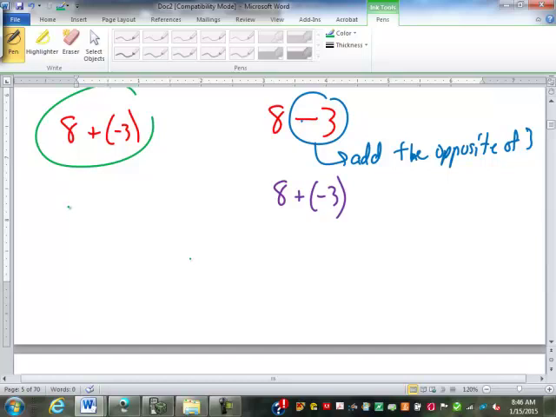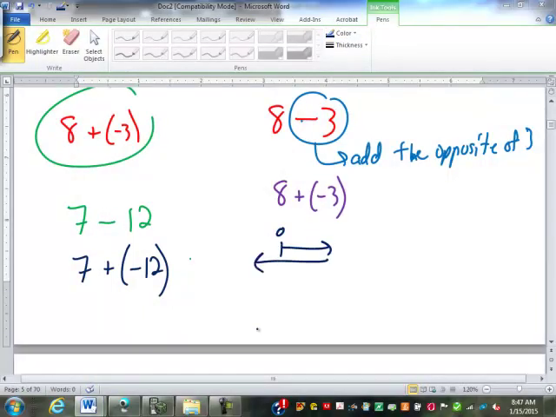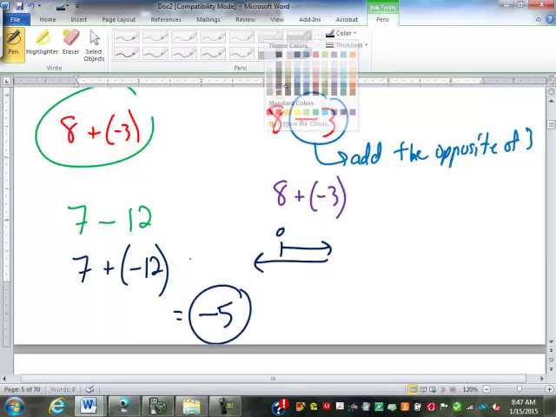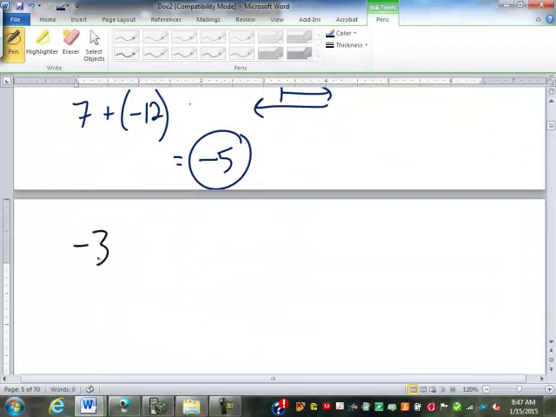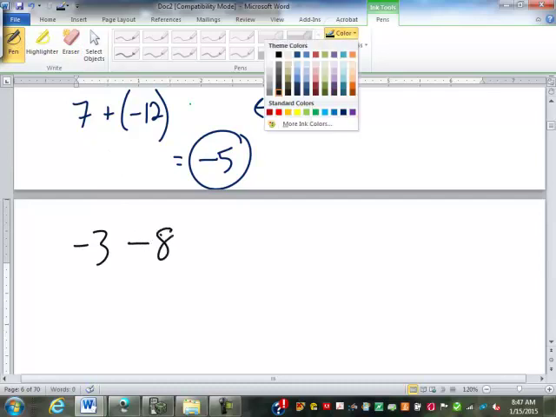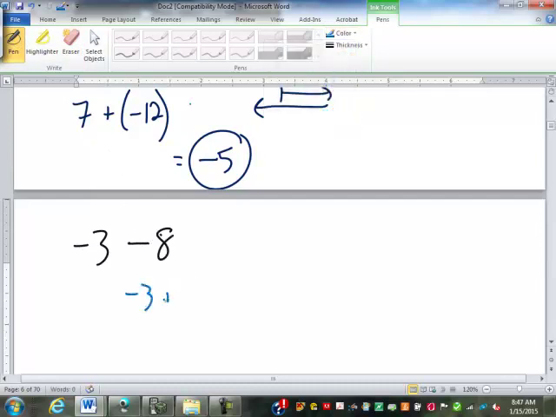So if we see 7 minus 12, what that's really telling us to do is take 7 plus a negative 12. So here's 0. There's 7. Negative 12 is longer. That's going to be a negative 5. Or if we have negative 3 minus 8, that becomes negative 3 plus a negative 8. Here's 0. There's negative 3. Negative 8 goes the same direction. This is a negative 11.